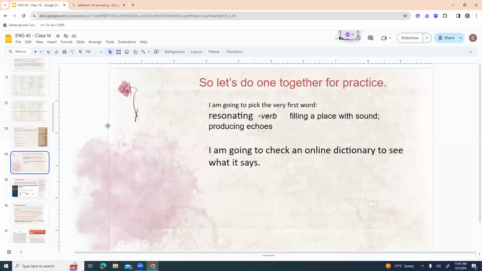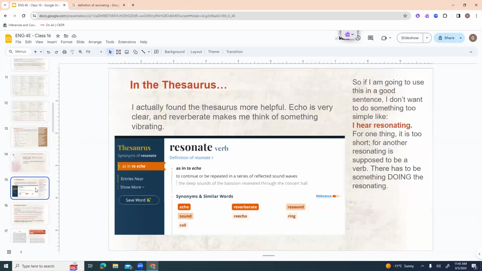Okay. So when I checked that originally, I found that it was not that helpful. I ended up checking the thesaurus. The thesaurus gave me some different synonyms: echo, reverberate, resound, sound, re-echo, ring, or roll. And for echo, they have to continue or be repeated in a series of reflected sound waves.